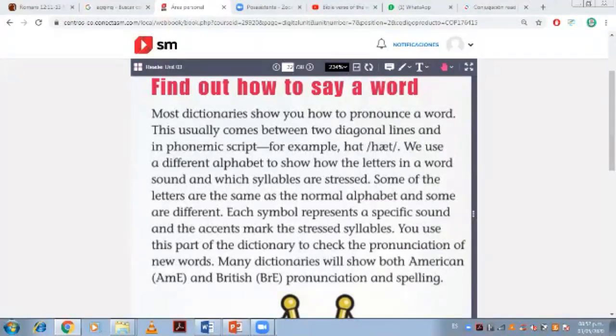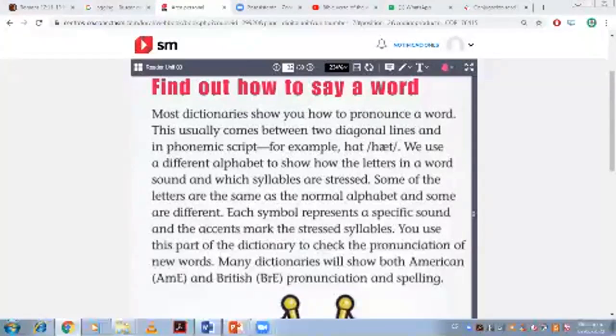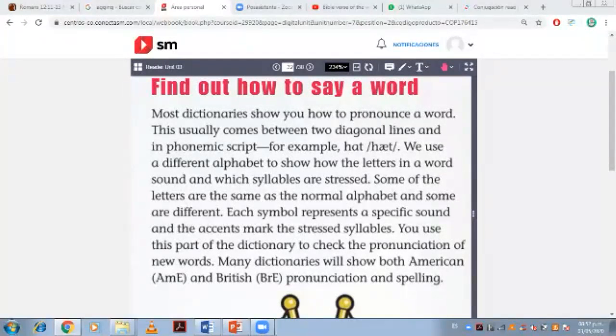Ok, está encontrando cómo se dice la palabra. Muchos diccionarios te muestran cómo pronunciar una palabra. Esto usualmente viene entre dos líneas diagonales. Y ahí, entre esas dos líneas diagonales, está la escritura fonética. For example, in this image on this video that you can see, tú puedes ver hat and hatch, cómo se pronuncia y cómo se escribe. H-A-T and the phonetic script, the phonemic script o la escritura fonética es hat.